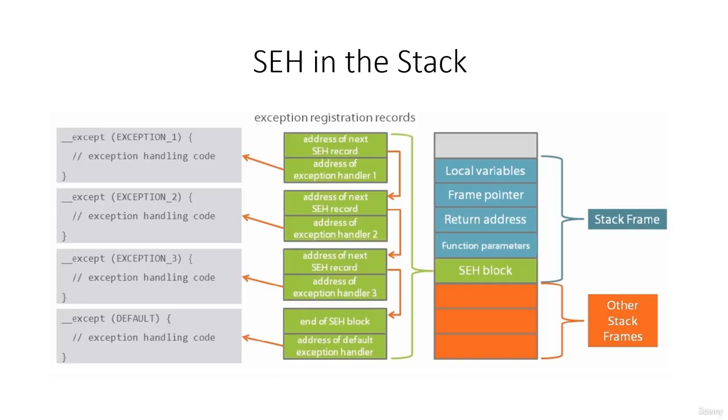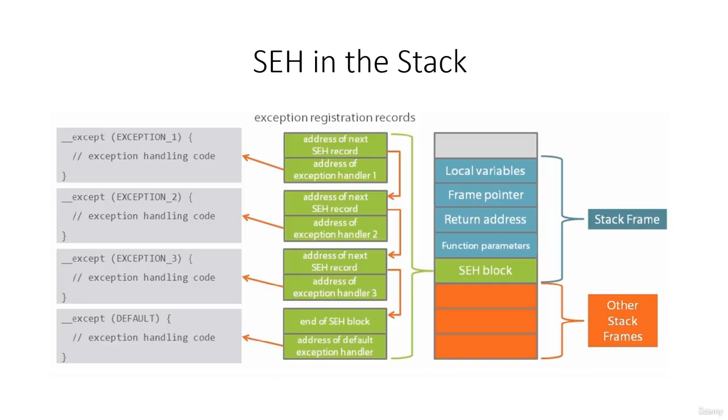The control structure used by SEH is located in the stack of each thread in a process in Windows, as every stack frame contains a block of structured exception handling information. Inside the SEH block is a list of tuples of memory addresses called exception registration records. This is one record for each exception handler registered for use in the function, and each record contains a memory address that points to the next record.